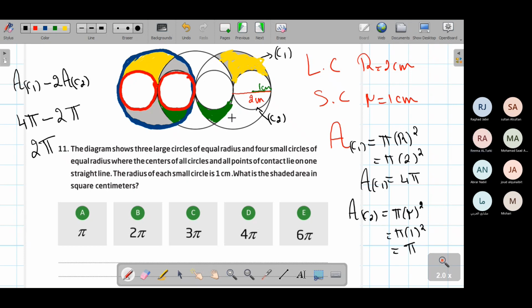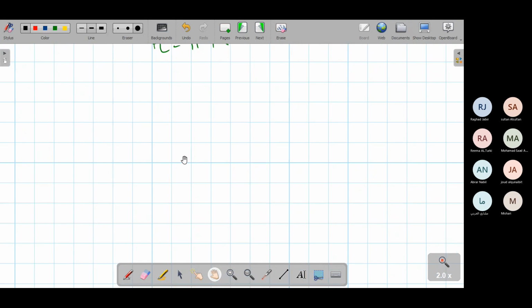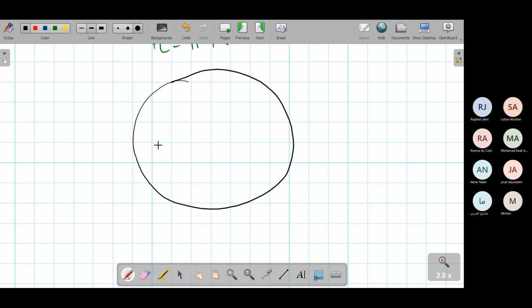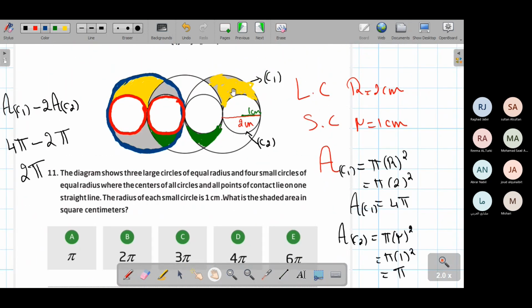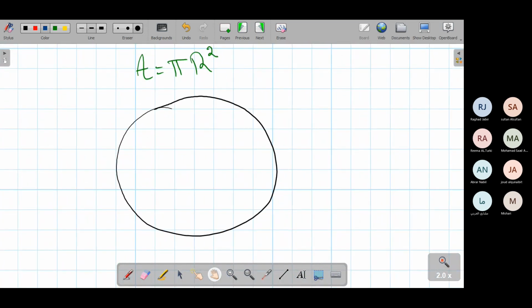Okay. Who's asking? Rima. Okay, Rima. This is the large circle. If we go back to the figure here, in the big circle, I have two small circles. Right? Yes. Okay. So this is the first small circle, and this is the other small circle.